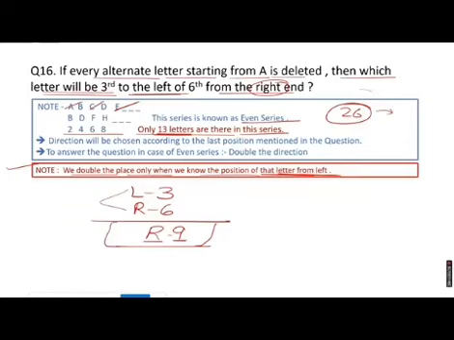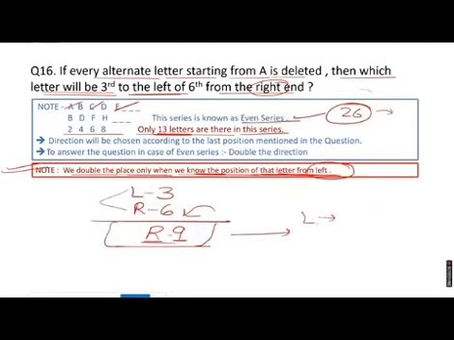But in this case, an even series is given to you, so you have to work accordingly. According to the note that I have mentioned, we double the place only when the position of the letter is from the left, but the value we are getting is from the right direction.